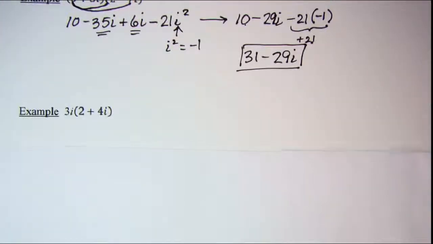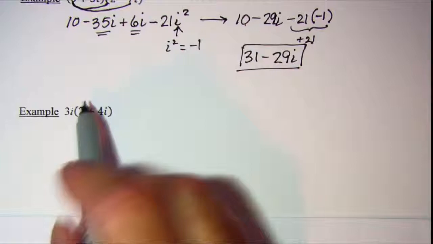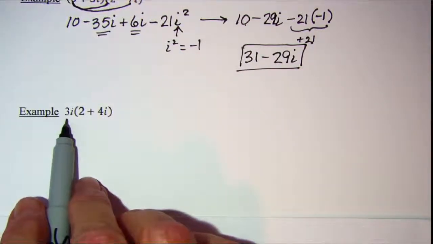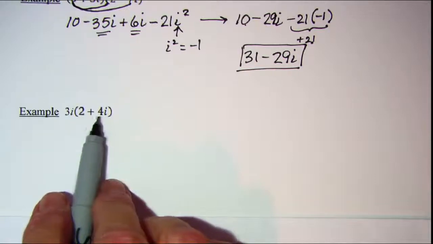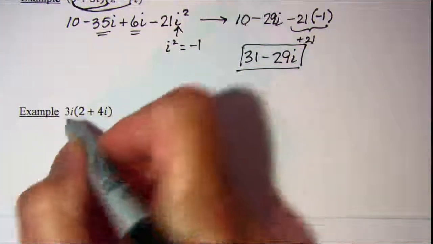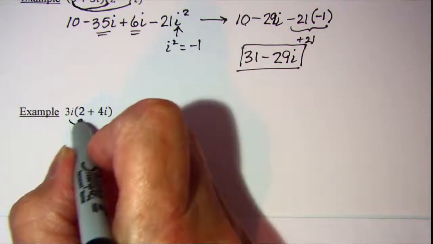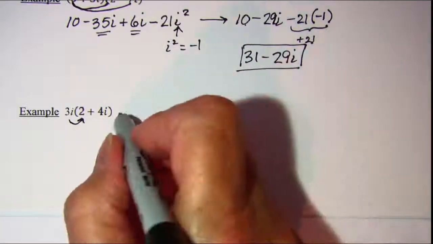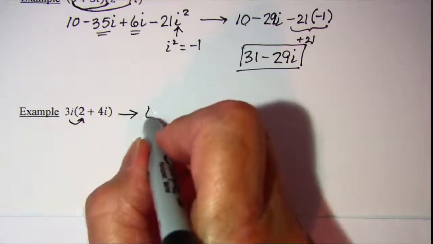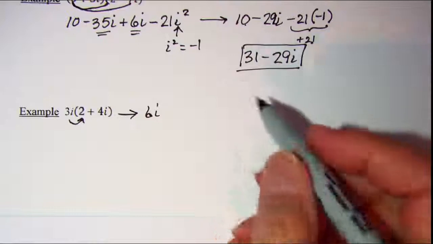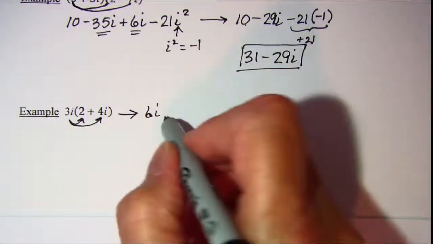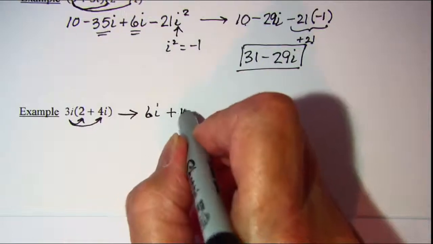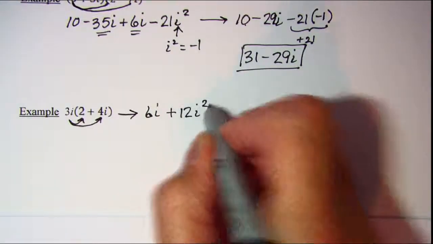Try another example. This time we have a complex monomial multiplied by a complex binomial. All we need to do now is distribute. 3i times 2 is 6i. And then 3i times 4i is 12i squared.